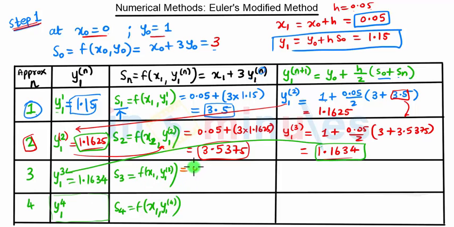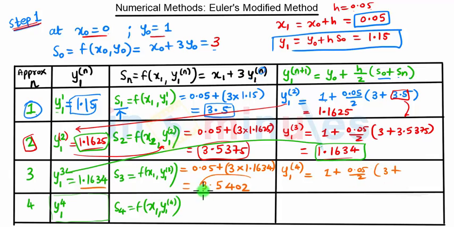So S3 will be 0.05 plus 3 into this value. So we calculate this, we will get this as 3.5402. Now we can calculate y1 of 4. It will be 1 plus 0.05 upon 2, 3 plus this value. So now if you see, here we have 3.5, here we have 3.5375, here we have 3.5402.